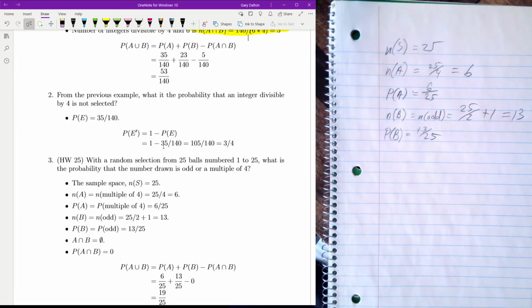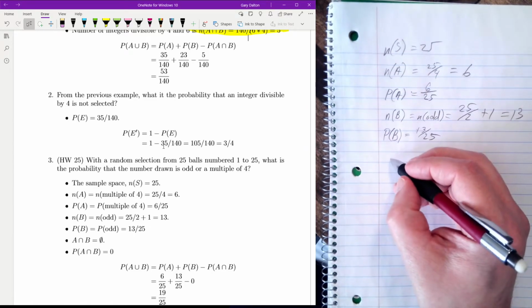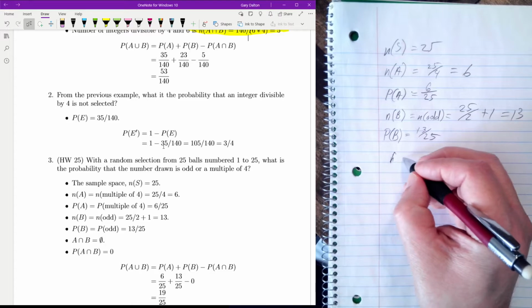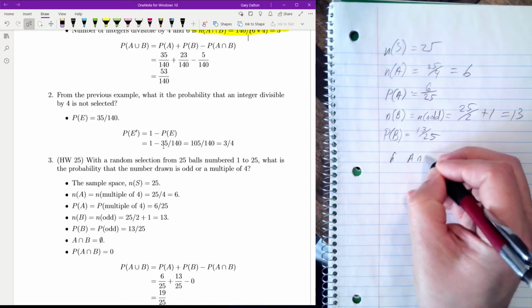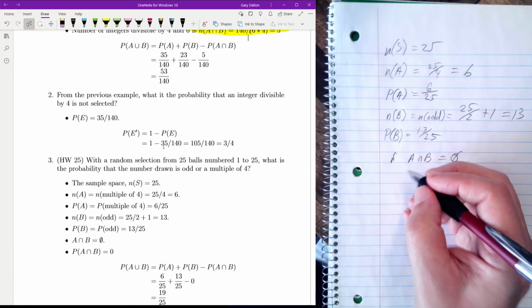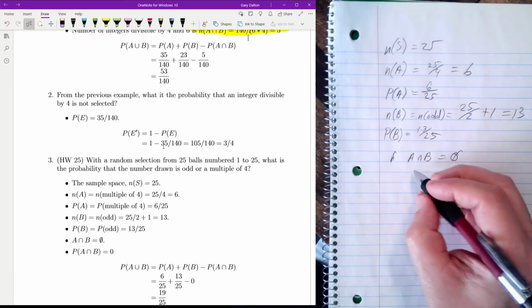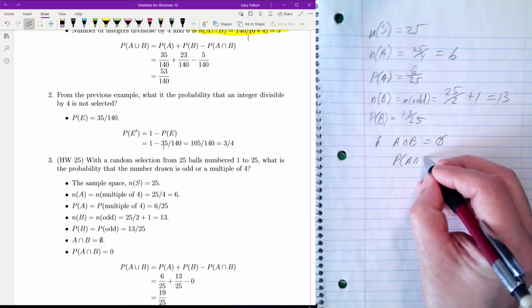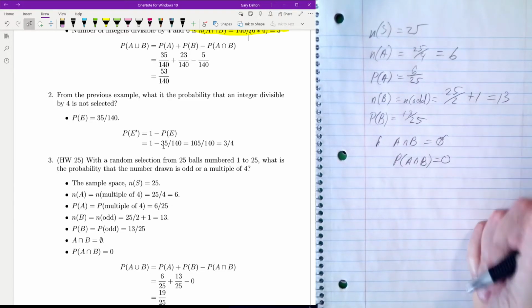And then we have to consider what is the intersection of A and B. So the intersection is those that are both odd and multiples of 4. Well, there is no intersection. So we can say since the intersection A intersect B is equal to the empty set, we know that their probability is 0. So the probability of A intersect B is equal to 0.